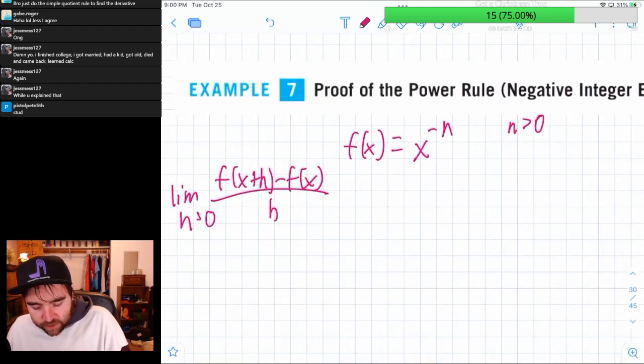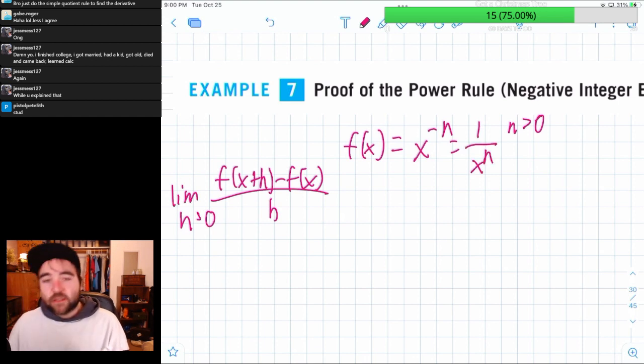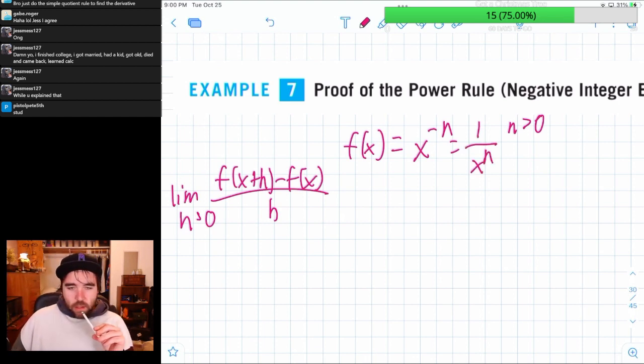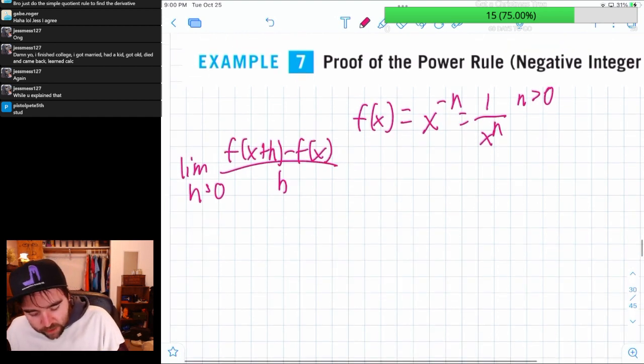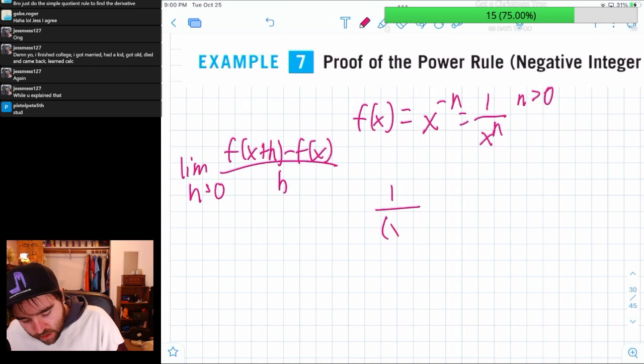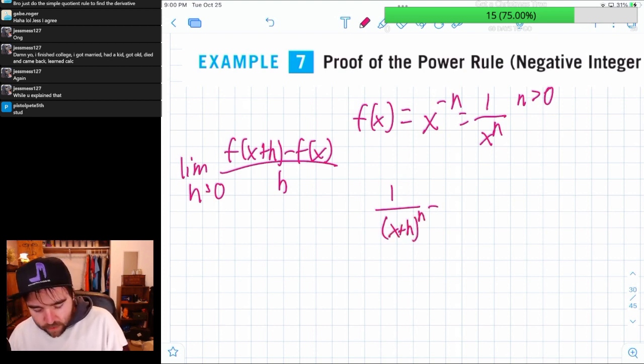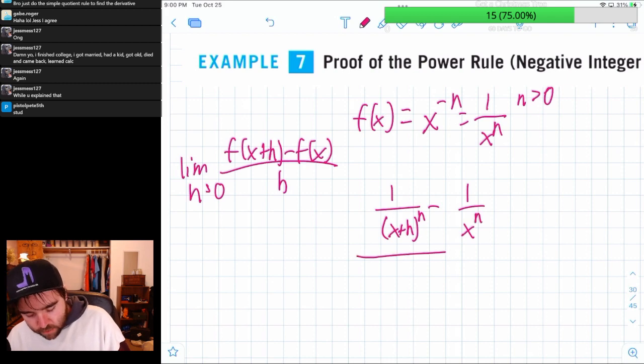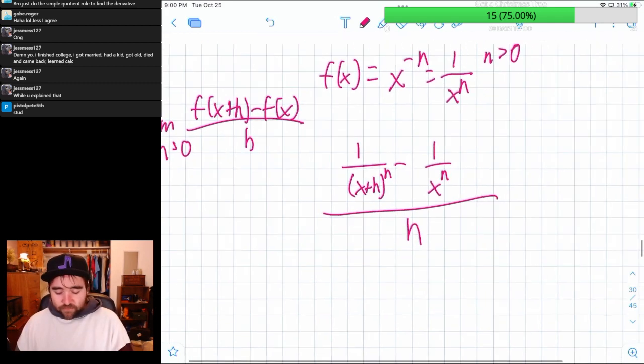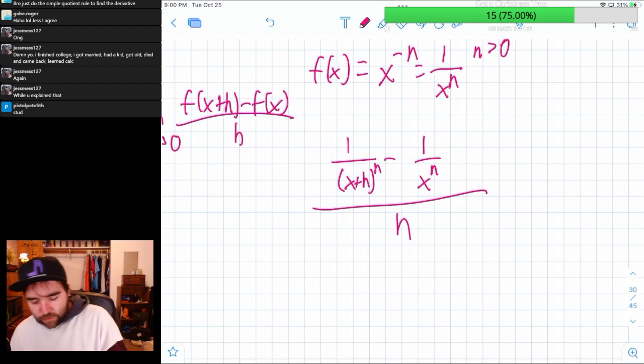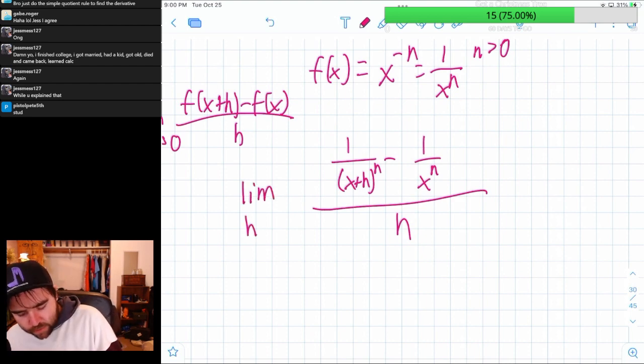Well, what's the whole point of this anyway? The whole point of this anyway is that this is 1 over x to the n. So I think that's what we need to do, we need to plug it in like that. So we need to have 1 over x plus h to the n, minus 1 over x to the n, over h, with the limit as h approaches 0.